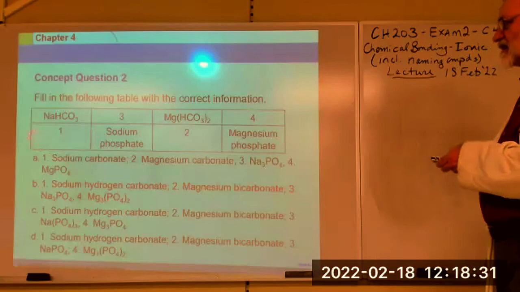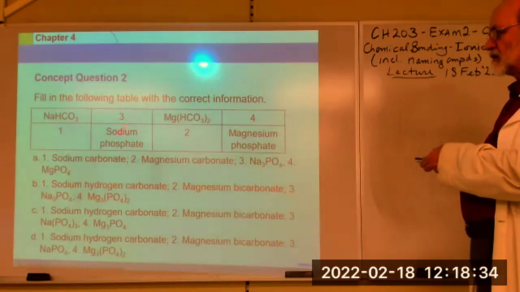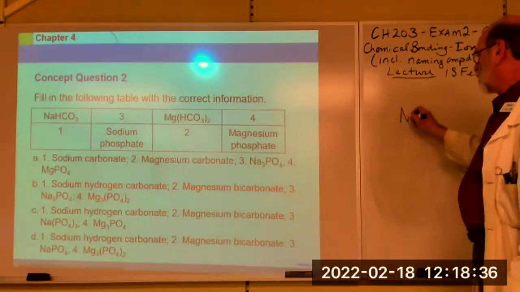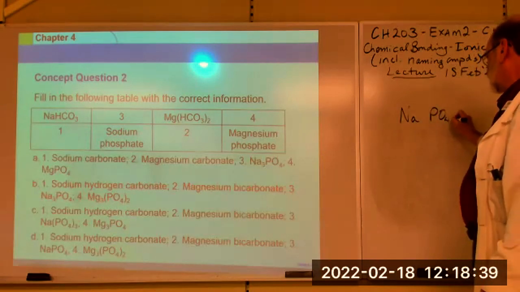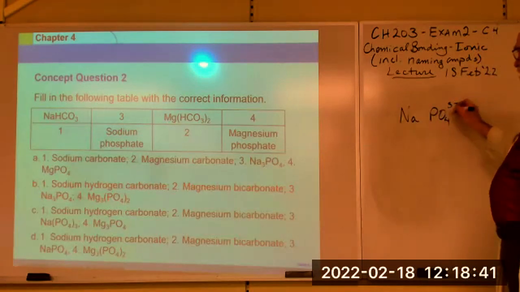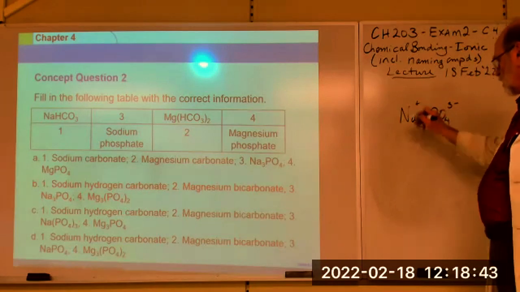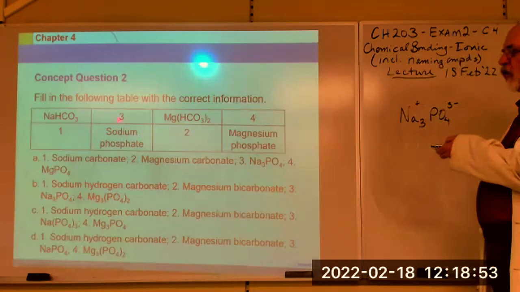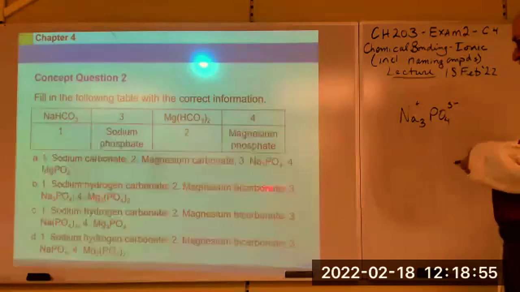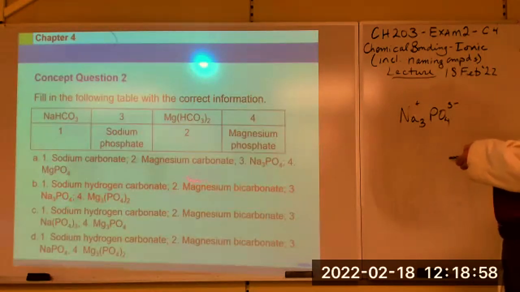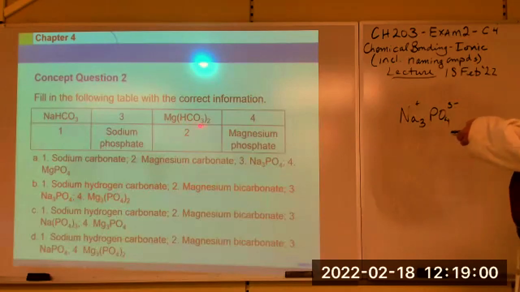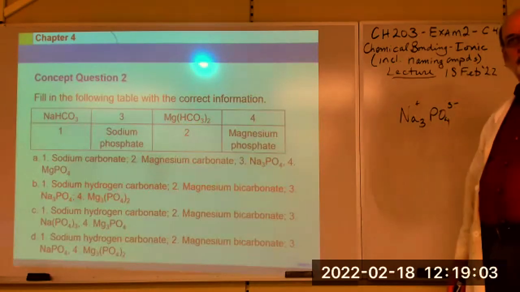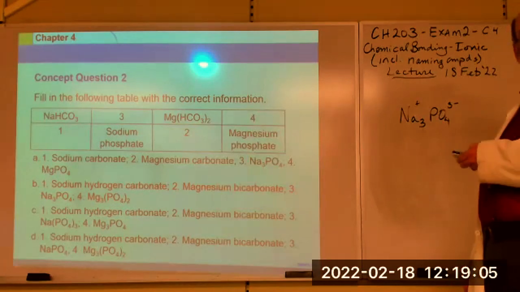Okay, sodium carbonate, all right. This one, sodium phosphate. So they want this and this. This is a 3-. This is 1+. So we need 3 of those. Right. Let's see. Sodium phosphate. Oh, I see. One, two. This is the order. Okay. So this would be the third one here. Sodium phosphate. Second one is magnesium hydrogen carbonate. That's it. That's all you have to say. Magnesium hydrogen carbonate.